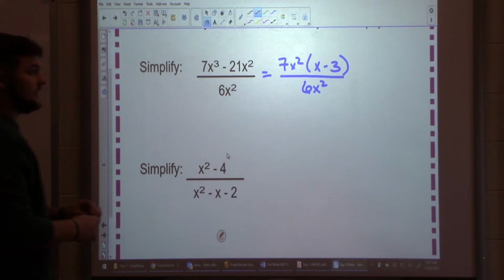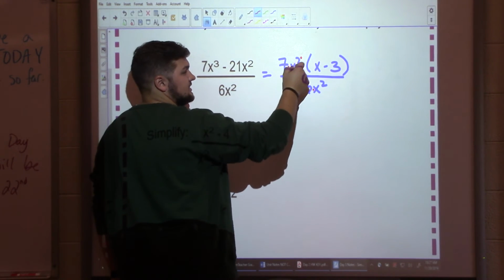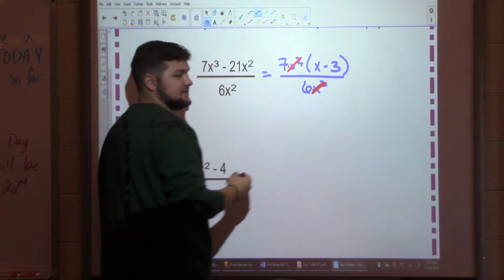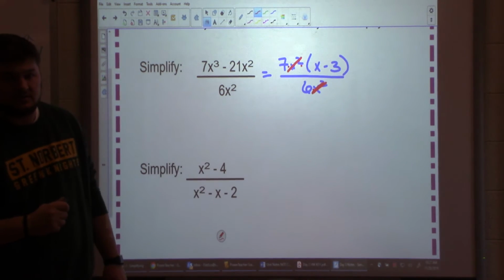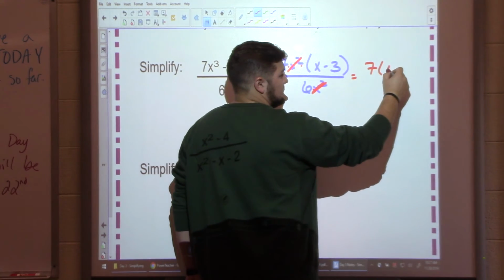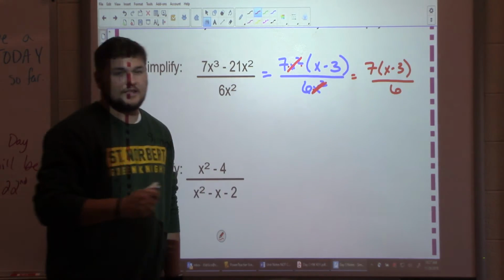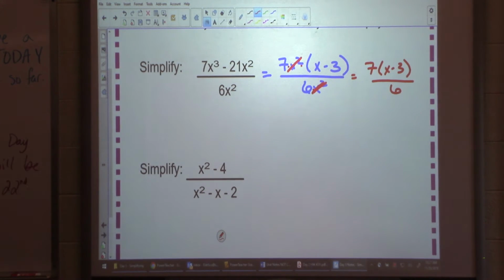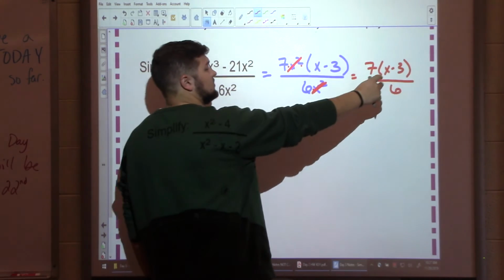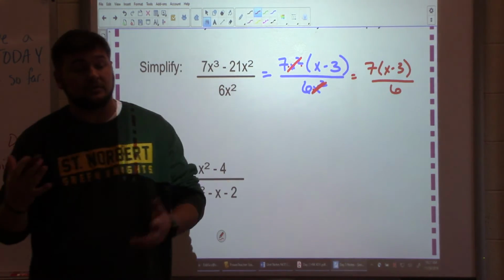X squared, right? I have multiplication between all these pieces, which means I can cancel any of those pieces out. I'm left with 7 times x minus 3 over 6. Can I simplify anything else in this fraction? No, right? I cannot do the 3 and 6. X minus 3 is one whole term, so if I'm going to cancel any part of it, the whole thing has to go, which I can't do.